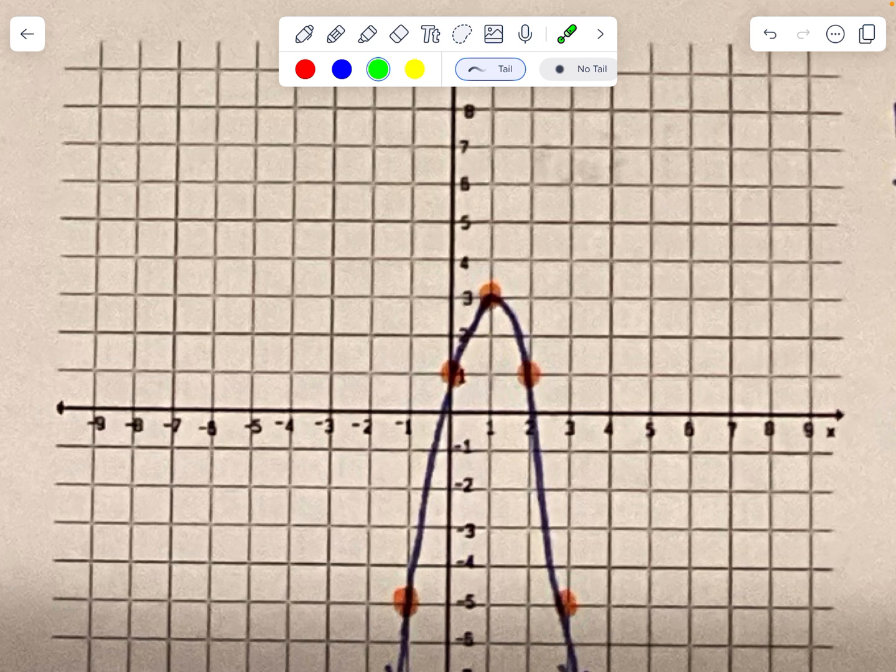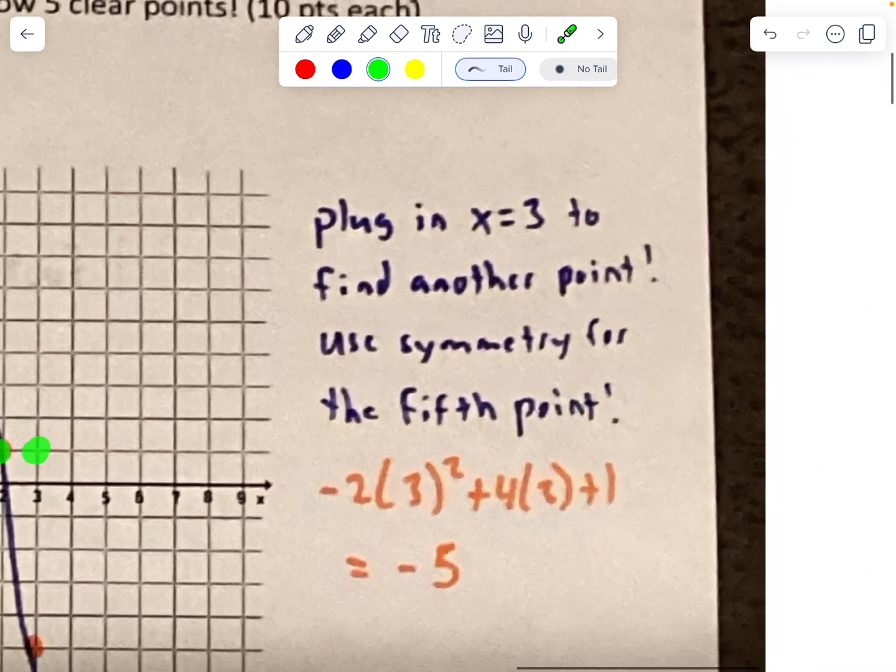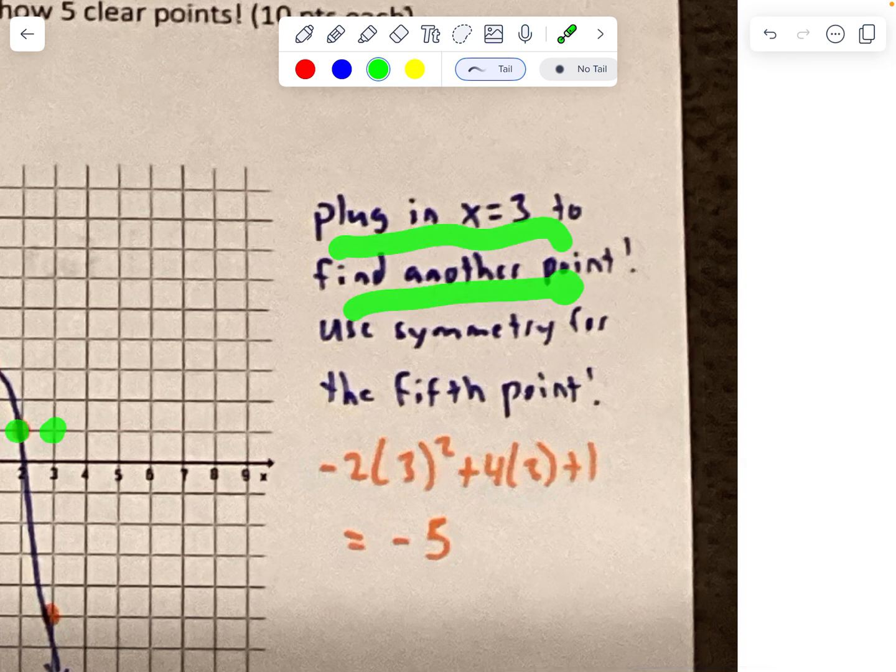The easiest point to find is just go 1 x value bigger than the x value that you have currently. So we know when x is 2, y is 1. So let's plug in x is 3. I've shown that work over here. I'm just going to plug in x equals 3 to find another point. Then I can use symmetry for the fifth point.